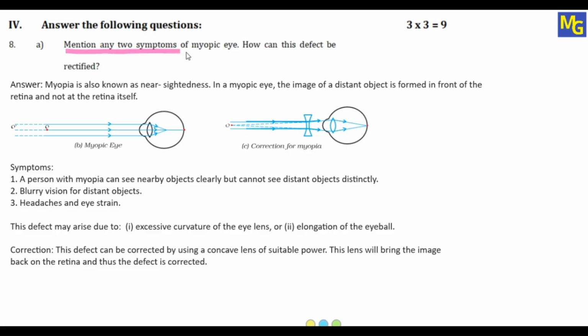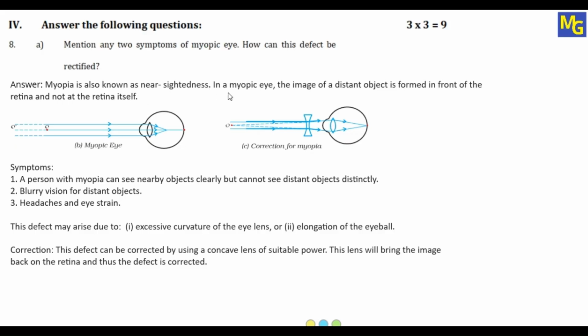Mention any two symptoms of myopic eye. How can this defect be rectified? So first we have to write the symptoms of a myopic eye, and then we have to write how it can be rectified, means how it can be corrected. So what is myopia? Myopia is also known as nearsightedness. Means what? The person can see the nearby object clearly, but cannot see the distant object clearly.